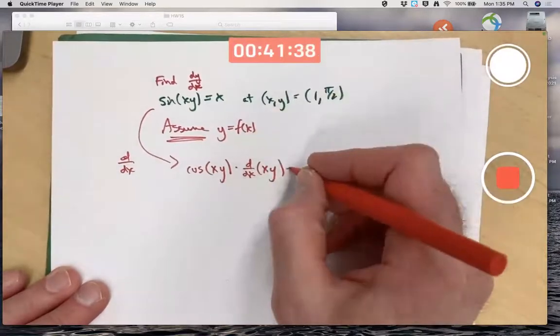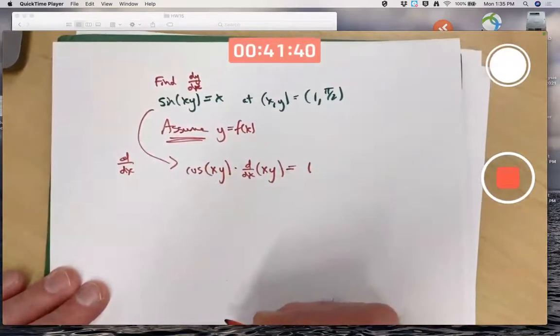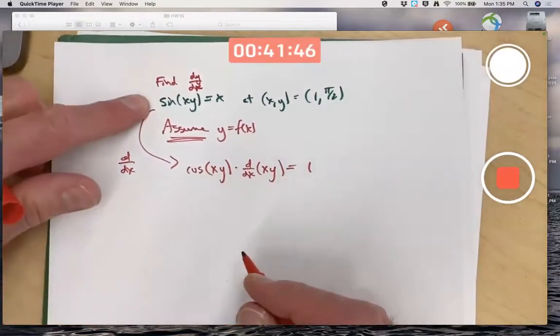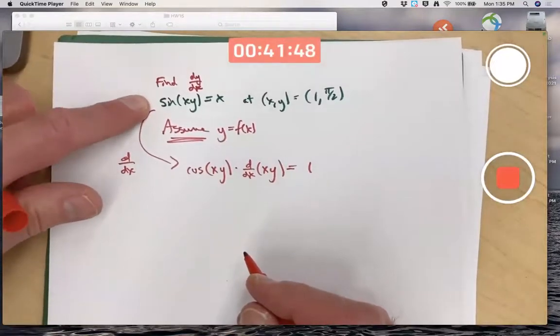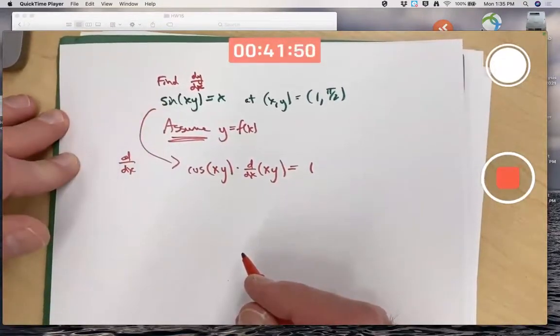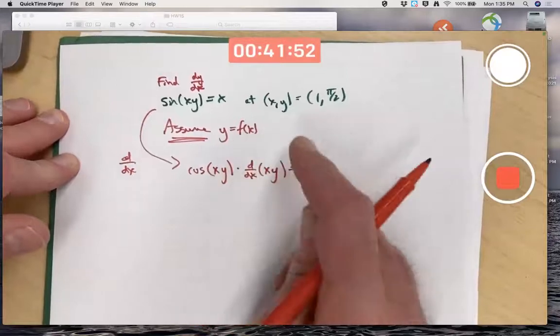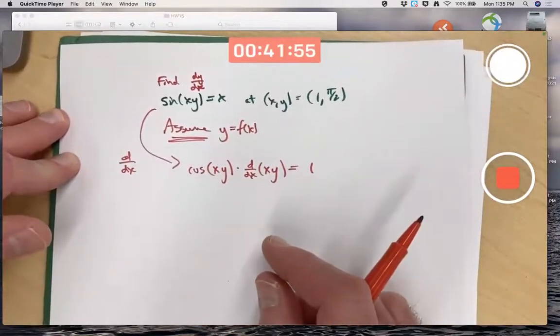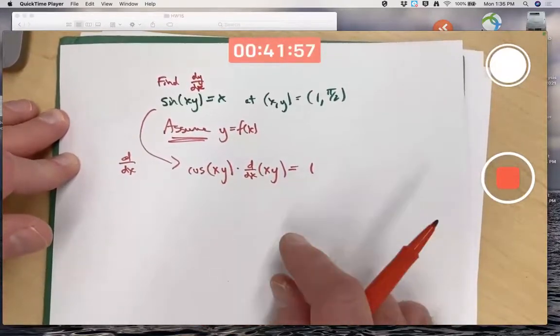Well, and the right-hand side differentiates to 1. See how that works? I'm using the chain rule there. The outside function is the sine function. The inside function is x times y, where y is some function which you could give a name to, like f of x, but I'm not bothering to write the f of x.